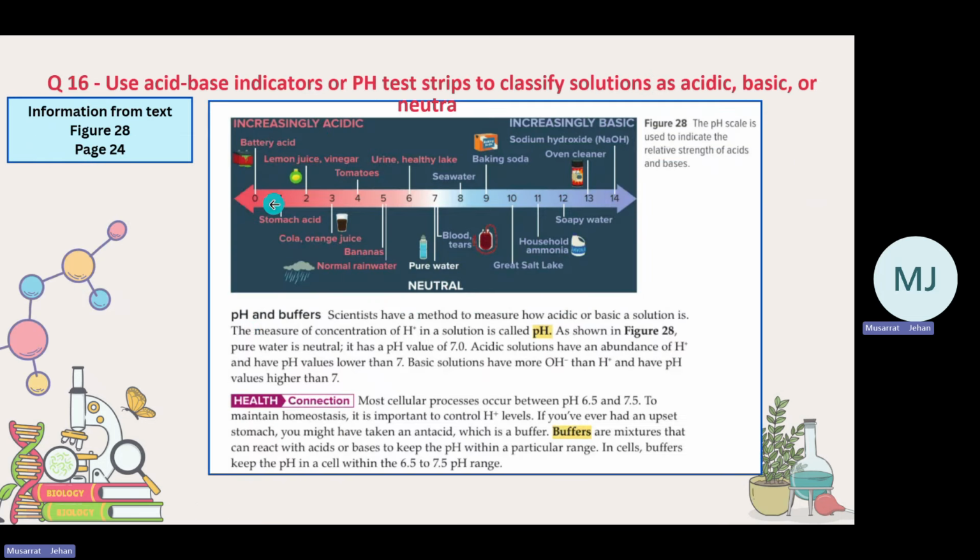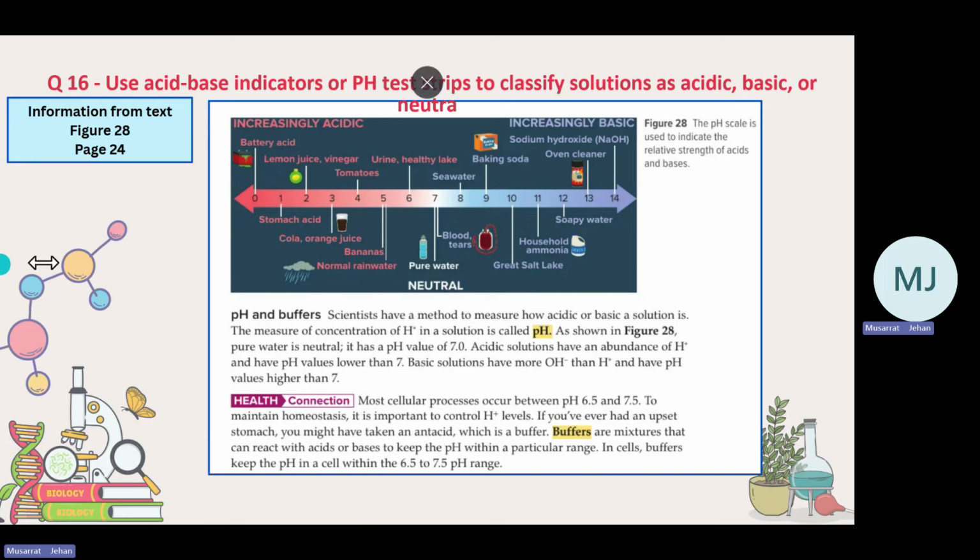Next we come to the pH. What is pH? Scientists have devised a method to measure how acidic or how basic a solution is. Is it acidic? Is it basic? And how much acidic and how much basic? So how do they do it? They measure the hydrogen ions in the solution. It is a measure of the concentration of hydrogen ions, and that is called the pH.